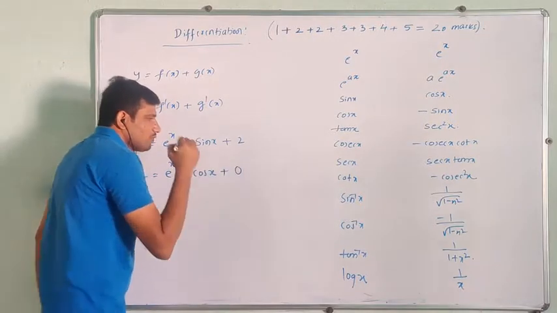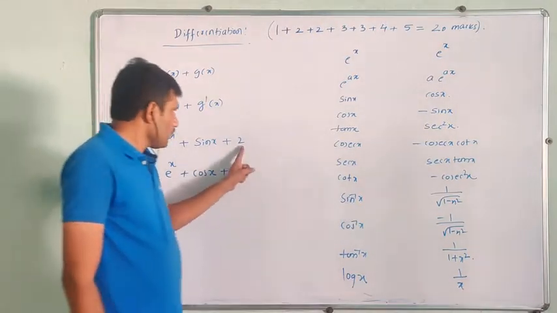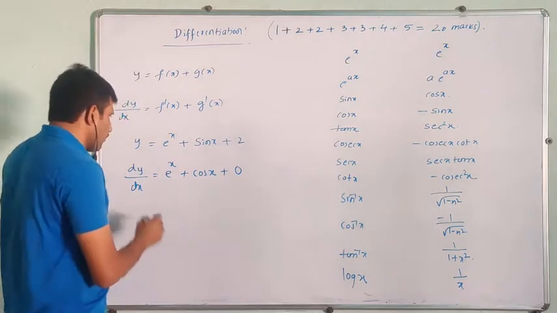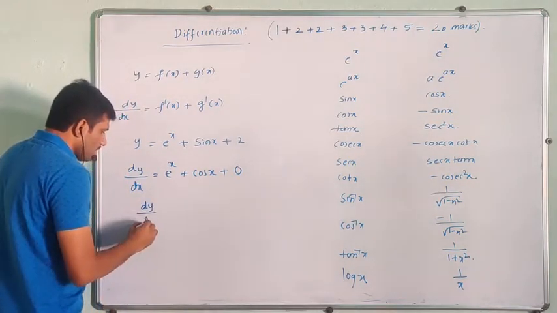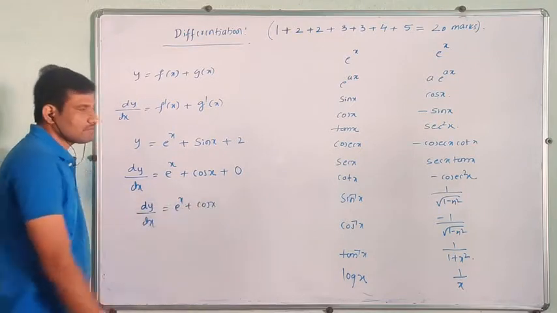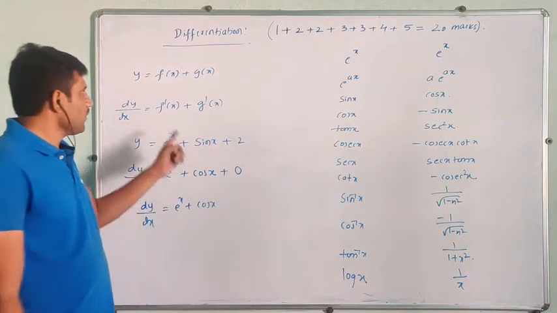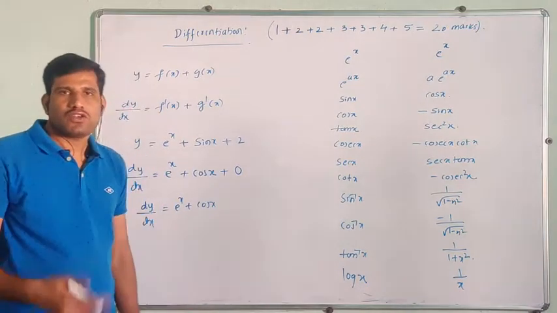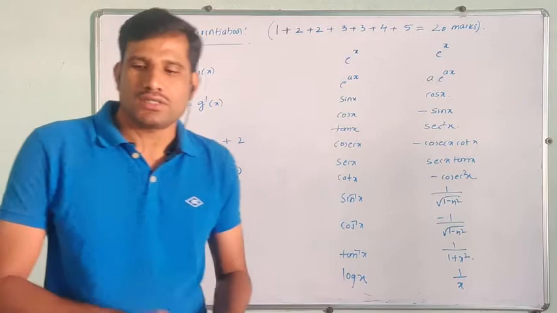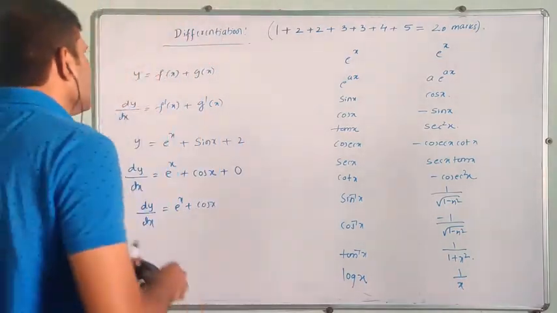2 is a constant term. Already told you that the derivative of a constant is 0. Right? So the answer is dy by dx is equal to e raised to x plus cos x. Is it clear? So when a given function is the sum or difference of multiple functions, we have to differentiate each function independently.